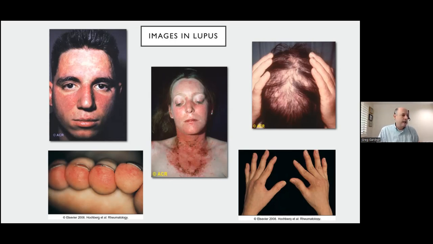So anybody make a guess at a male condition that can predispose you to lupus? No takers? Klinefelter syndrome, because they have two X's, which increases the risk of developing lupus in the male. Males often have some of the worst disease as well. That would be a great board question, wouldn't it? Klinefelter syndrome and lupus in a male.